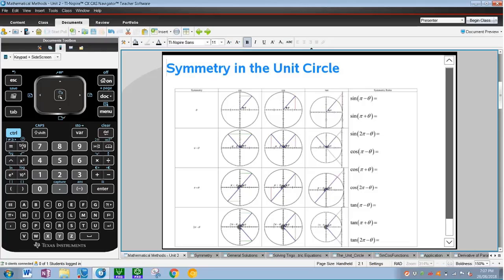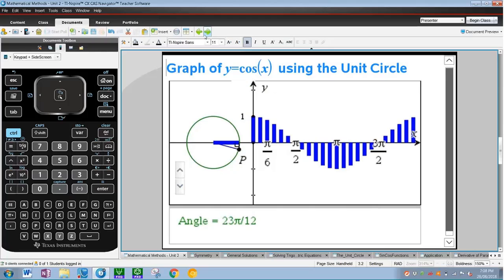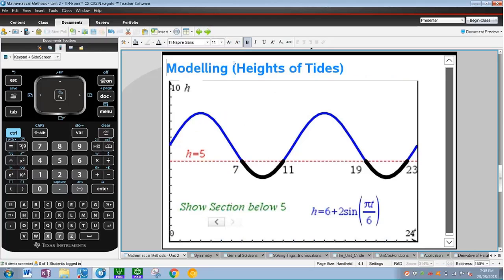After that, I'm going to look at how do we get the graph of sine x, and we use the unit circle for that. So I'll have a unit circle on the left-hand side. We'll increase the angle using the slider here. And basically, eventually, this graph here will get generated. Then we move on to cos graph, something pretty similar. Then we'll go to modeling using trigonometric functions, which is the heights of tides.